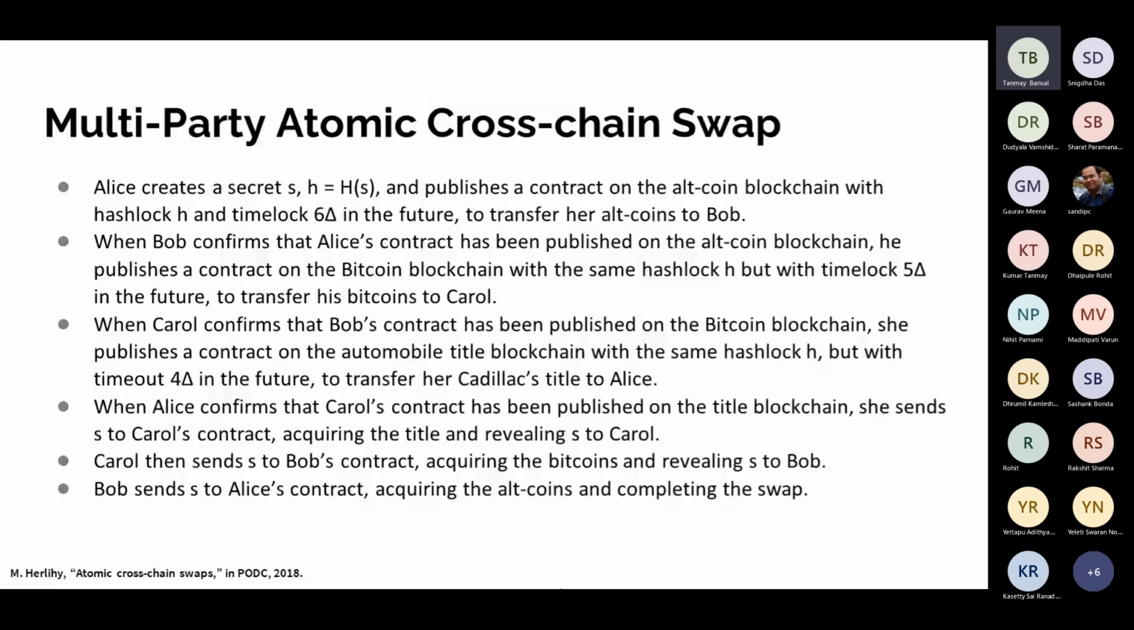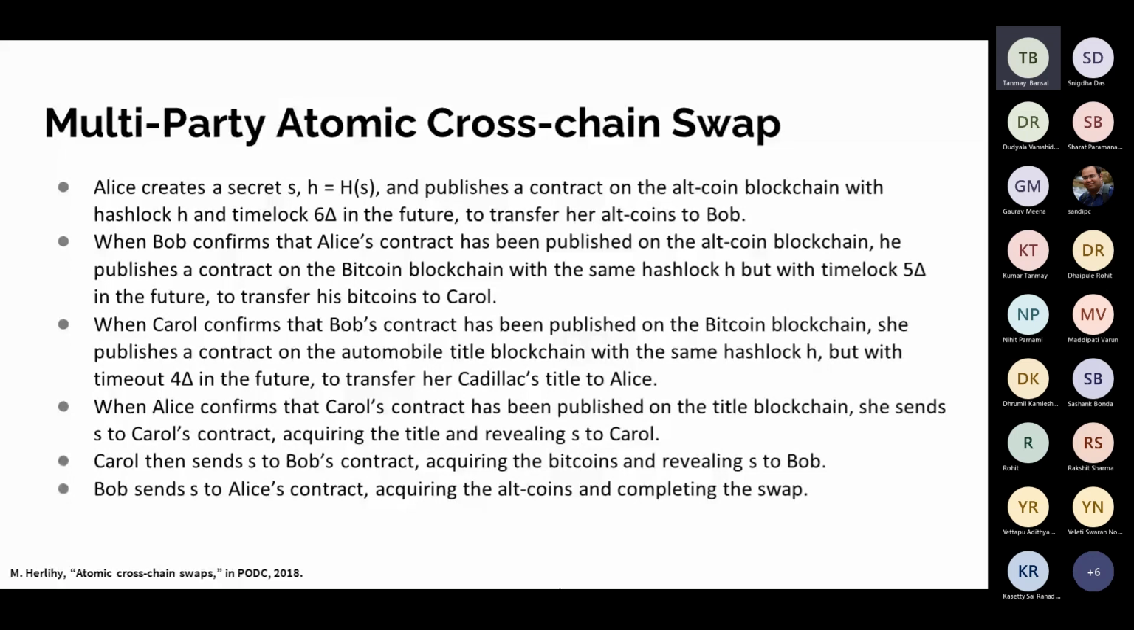So Alice knows that if she reveals the key now, you see that all of these three are using the same value of H, which is derived from the same secret S. So if this S is revealed, everybody will be able to do the claiming. When Alice confirms Carol's contract has been published, she sends S to Carol's contract.